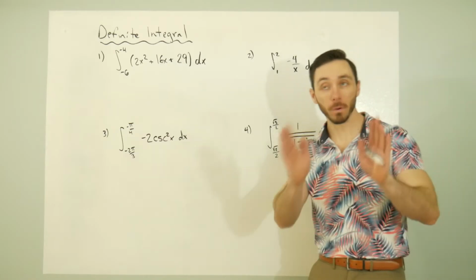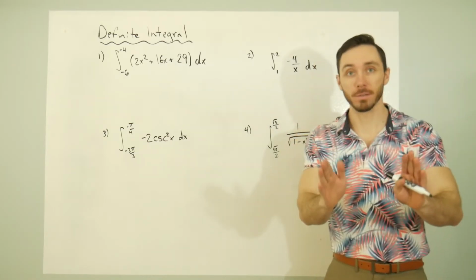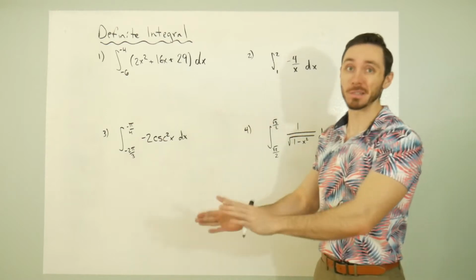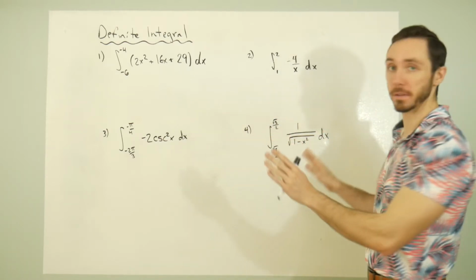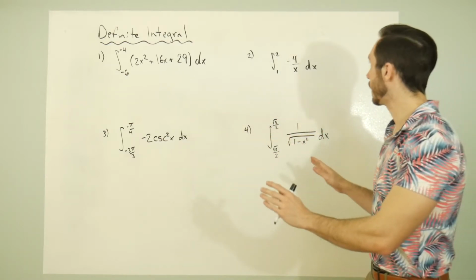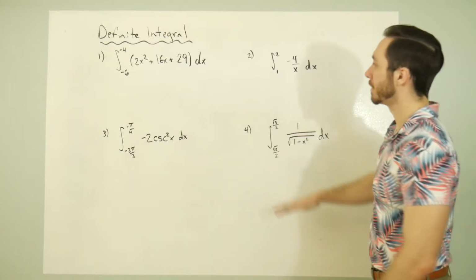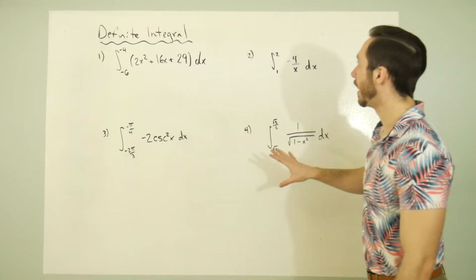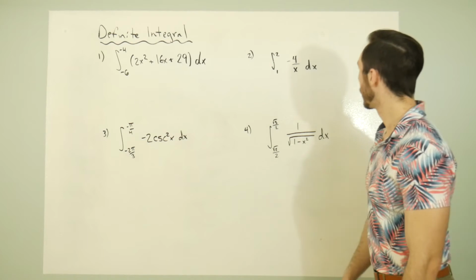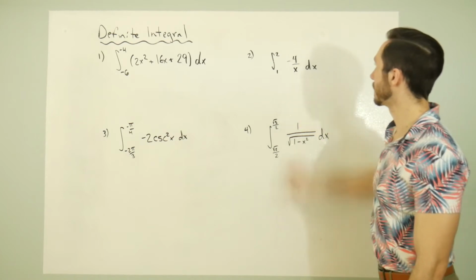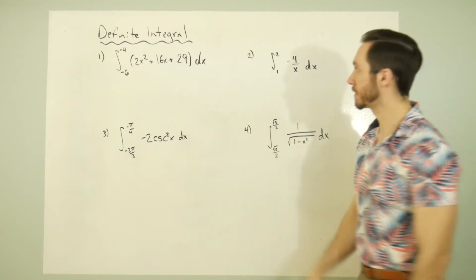Hey, math people, for definite integrals, we have some fixed bounds. Let's find the area underneath all four of these curves. You need to know how to find the antiderivative, sure. But you also need to know a little bit of trig and, well, some tricks that'll help us out with simplifying certain expressions. Let's just get to it.